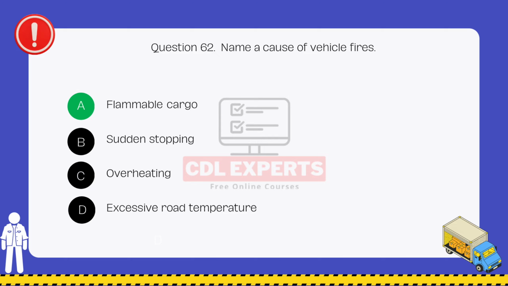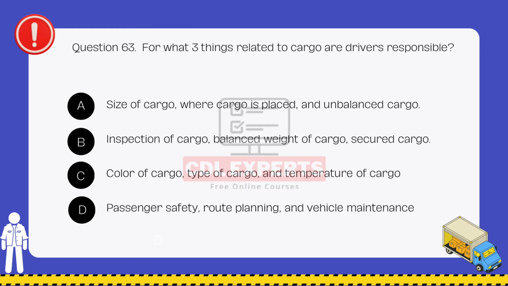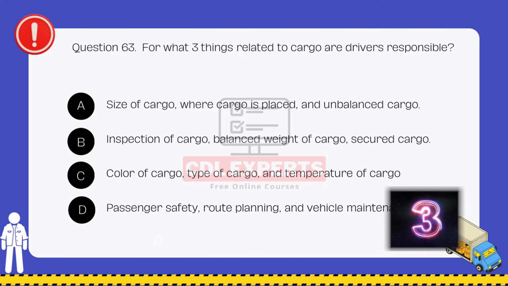The correct option is A. For what three things related to cargo are drivers responsible? Size of cargo, where cargo is placed, and unbalanced cargo. Inspection of cargo, balanced weight of cargo, secured cargo. Color of cargo, type of cargo, and temperature of cargo. Passenger safety, route planning, and vehicle maintenance.